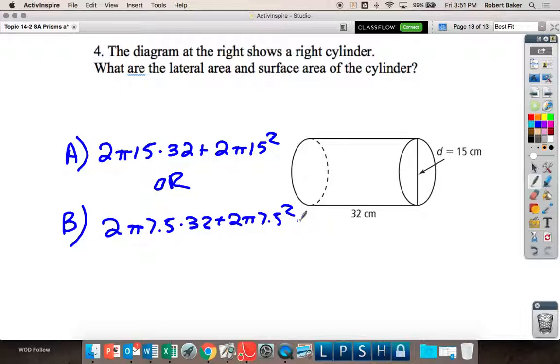Why is A incorrect? Because it's tricking you, trying to let you use diameter, because it's just written there, instead of actually justifying that the radius is 7.5. So I just wanted to show you that version, because I guarantee some of you guys would accidentally do that. Alright?